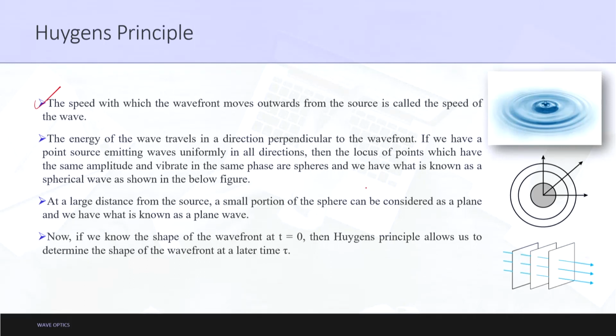That is the only concept being talked about in the second point. Just to reiterate, the energy of the wave travels in a direction perpendicular to the wavefront. If we have a point source emitting waves uniformly in all directions, then the locus of points which have the same amplitude, as in the displacement, if I make an xy plot here.